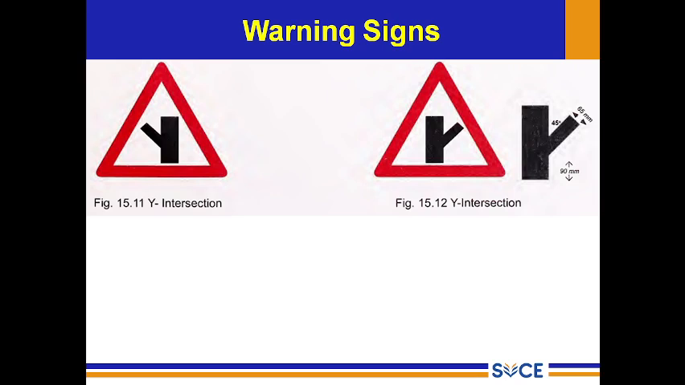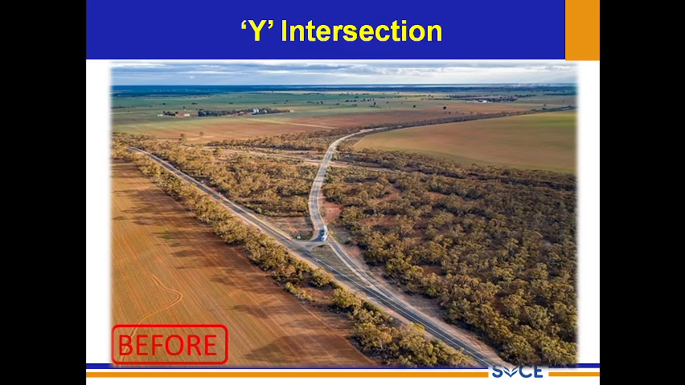Next, the Y intersection. The Y intersection may be like this or exact Y in shape. Okay, so the Y intersection ahead, with this symbol it is notified to the road users. So you can see the typical Y intersection, right? It is an excellent Y intersection. There is a traffic island in between.